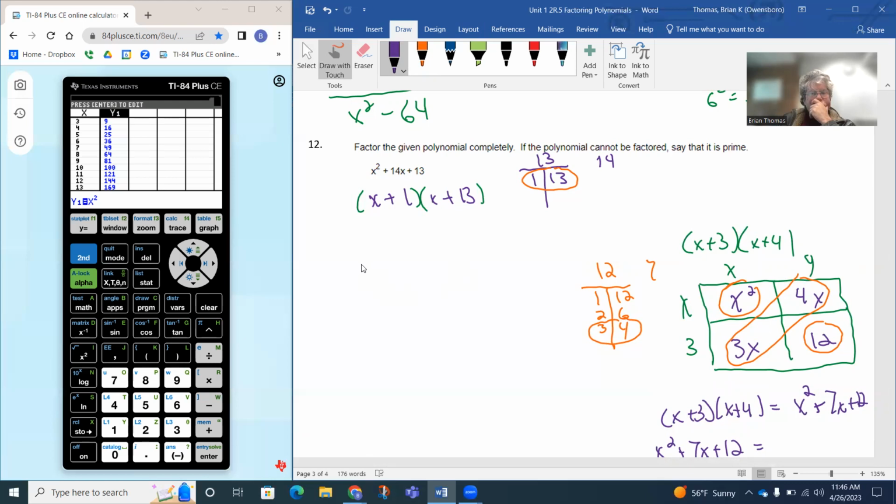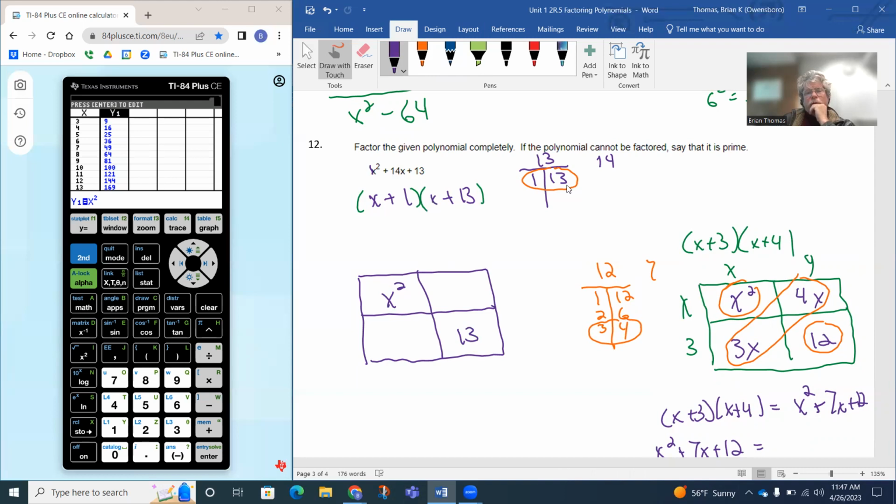So again, what makes this easy is the front term is just x squared. The coefficient of this quadratic term is just a 1. So all I really have to focus on are the factors of the last term, the 13. So again, if I want to look at this in a box format, if you need an organizer, if you're trying to factor x squared plus 14x plus 13, the quadratic term goes here, and the constant goes here. And what we're looking for are the factors of 13 that add up to the 14x.